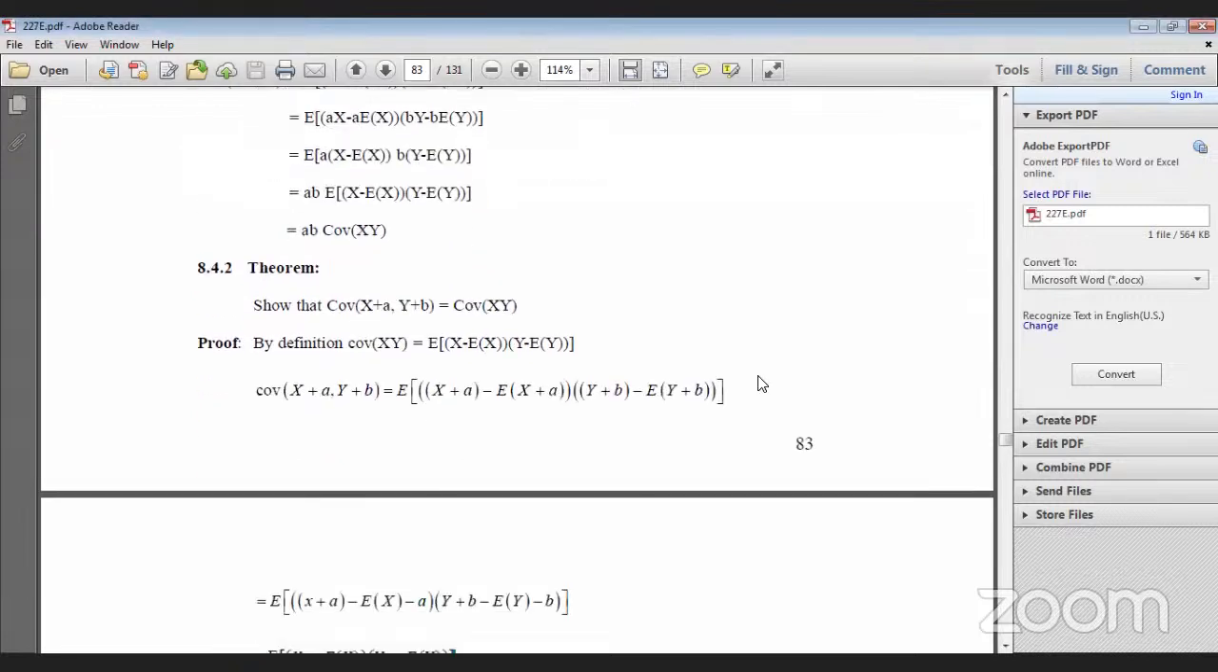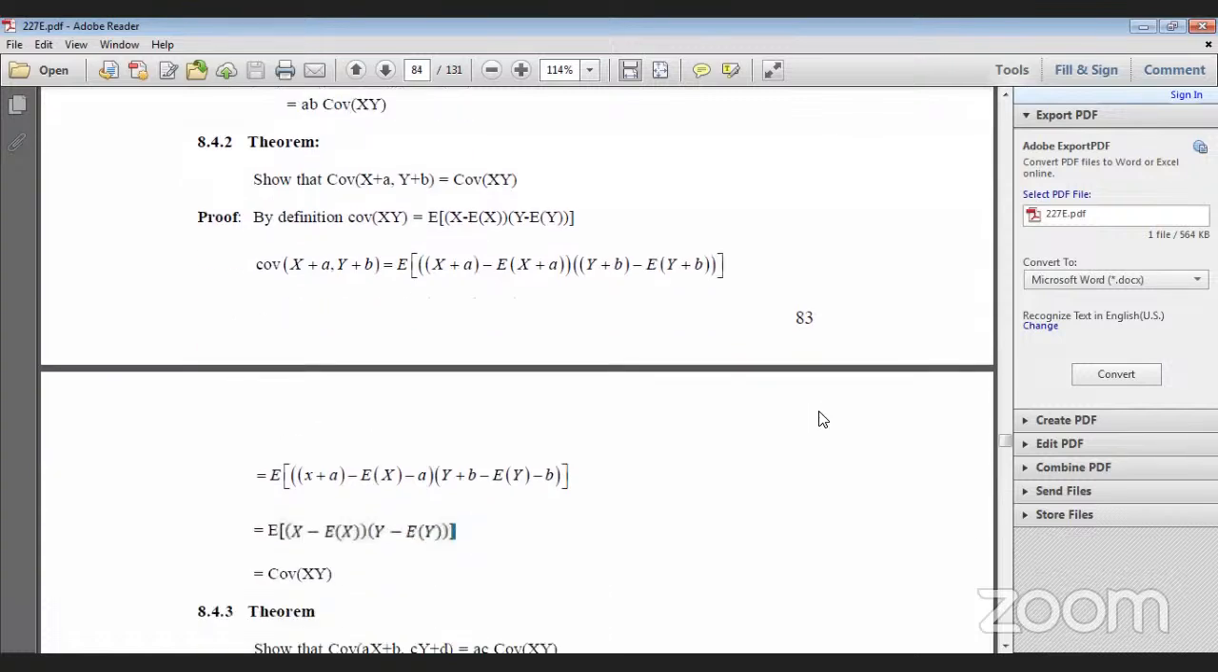Then they show that the covariance of x plus a, y plus b is equal to covariance of xy. By definition of covariance of xy, we are taking E of (x minus Ex)(y minus Ey). Covariance of x plus a and y plus b is equal to E of (x plus a minus E of x plus a)(y plus b minus E of y plus b). So therefore E of x plus a minus E of x plus a, y plus b minus E y.